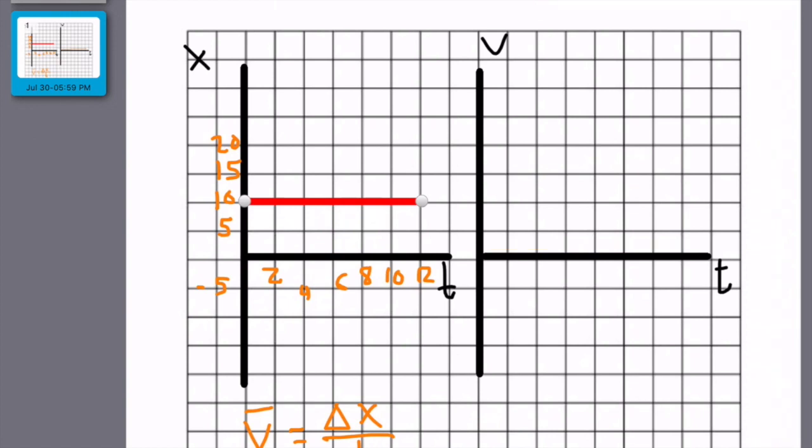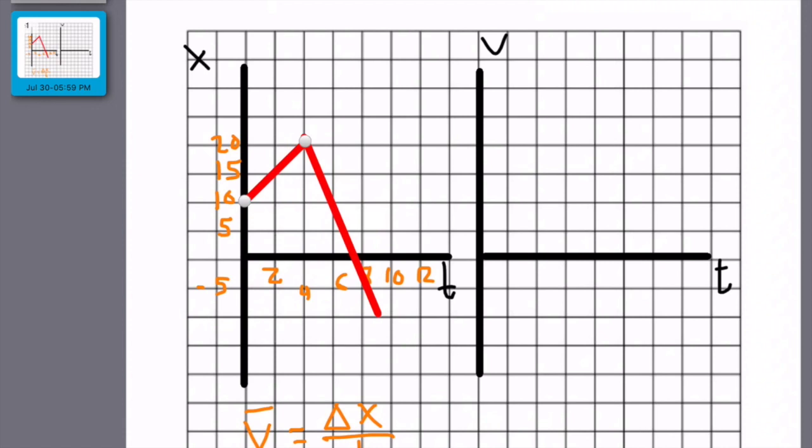Okay, let's look at something where we've got more parts. Let's look at a situation where we've got this. Let's say there, and then from there, let's go down to, I'm just going to do something like that. Okay?